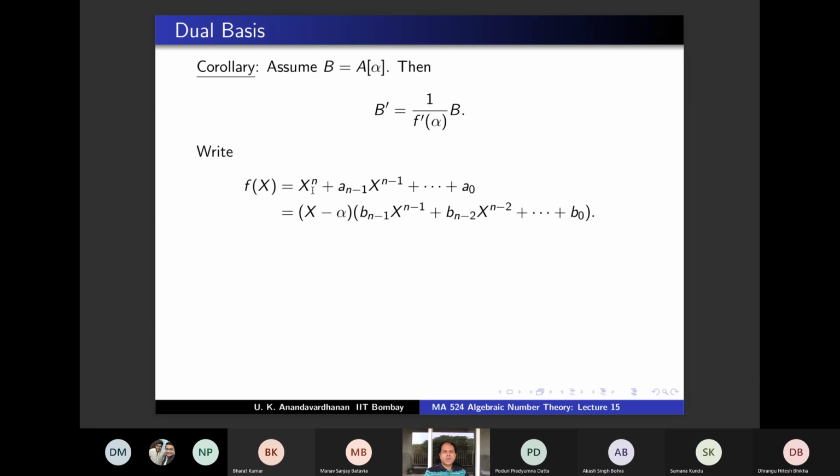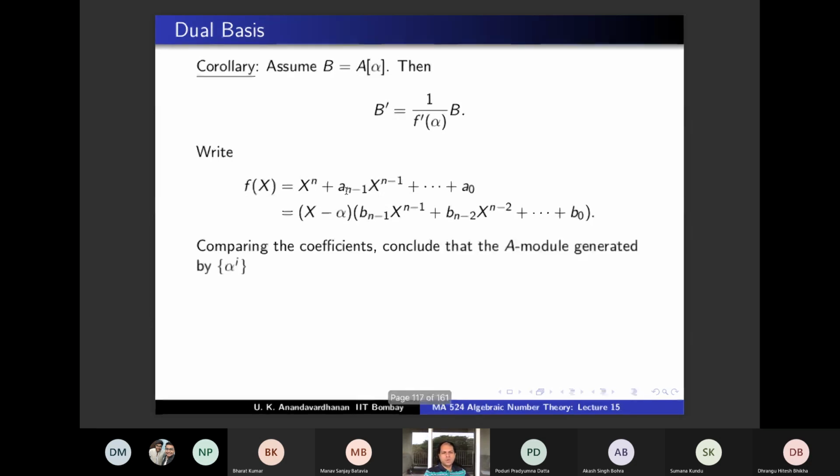Okay. From this, what can you conclude? You know that b_{n-1} is 1. Compare the coefficients. b_{n-1} is 1. And you know that b_{n-2} minus alpha b_{n-1} is a_{n-1}. So b_{n-2} you can express using alpha and a_{n-1}, etc. So you will get some number of relationships between the a_i's and b_i's and alpha, and from that you can conclude that the A module generated by alpha power i is the same as the A module generated by these b_i's.